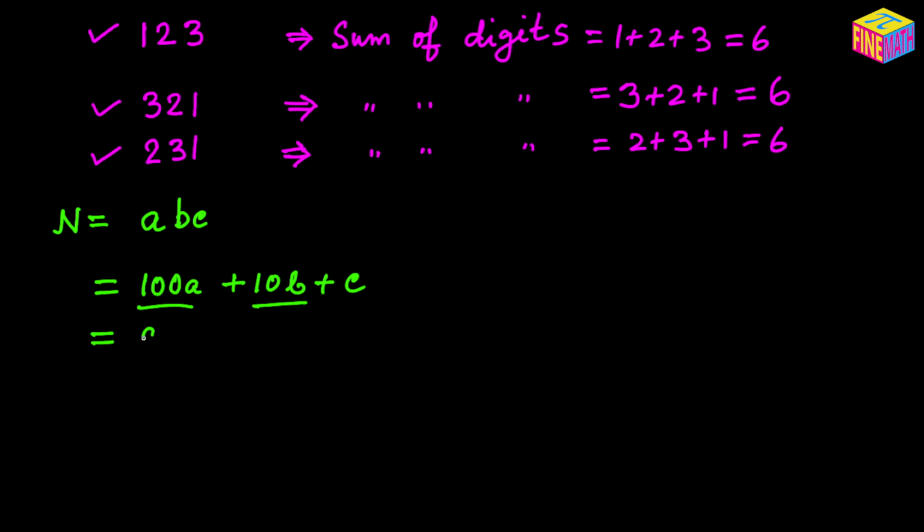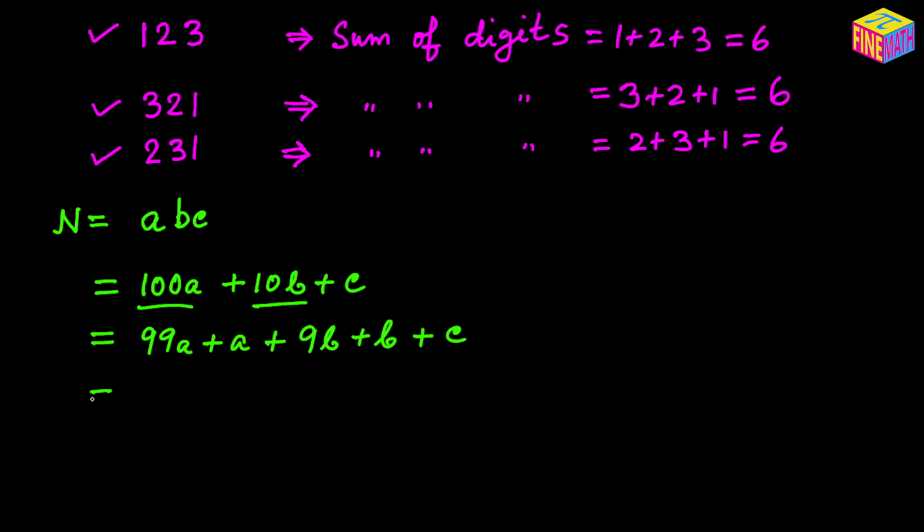The 100A, I'm going to write it as 99 times A plus one more A. That makes up the 100A, right? Similarly, the 10 times B, I'm going to write it as 9 times B plus one more B. That equates to 10 times B. And plus C. For C, I really cannot do a whole lot, so I'm just going to keep it as is.